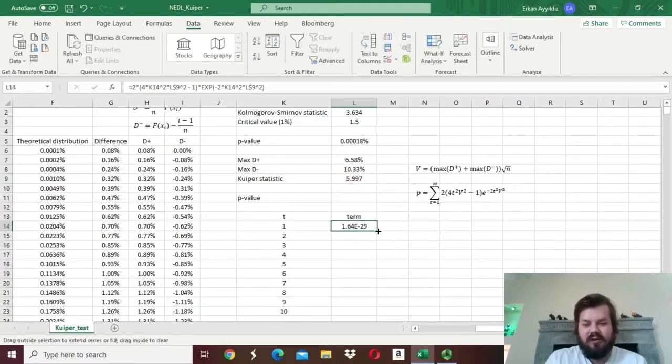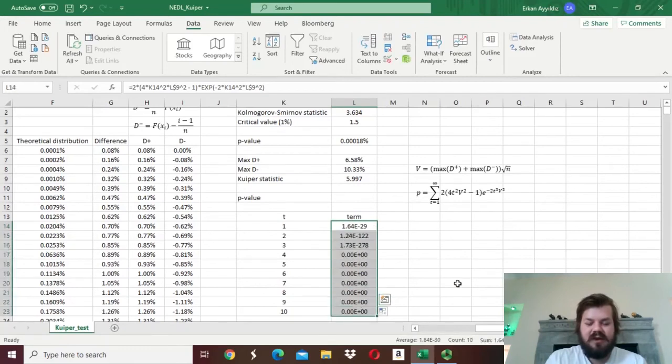And then we can drag it all the way down and get our values for all 10 terms of interest. And as we see here, the notion that this infinite series converges to zero very quickly, so the p-value can be approximated very accurately by just considering the first few terms, is accurate, because even for the third term, we already have a very small number, that's 1.73 times 10 to the power of minus 278. So a ridiculously, abysmally small number.